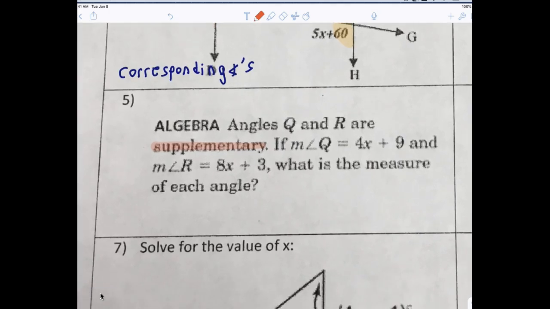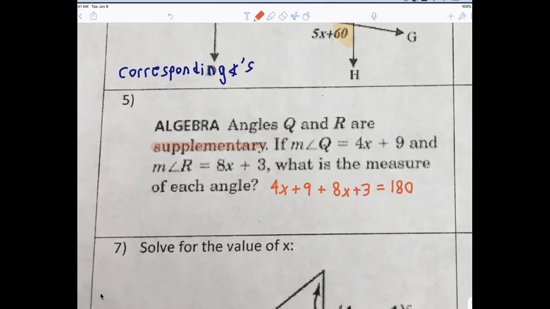So, how do I write the equation? Well, now, wait, are you adding both of these into one equation? That's right. So now you do 4x plus 9 plus 8x plus 3 equals 180 degrees.